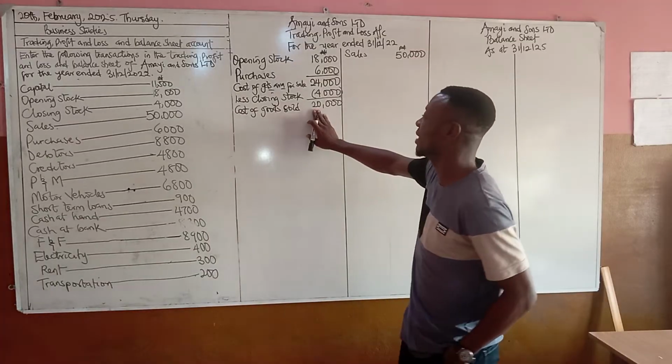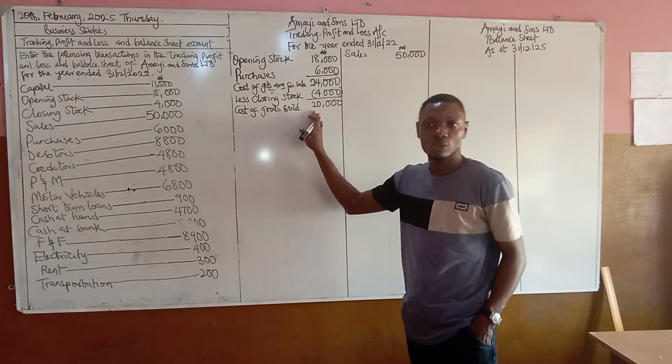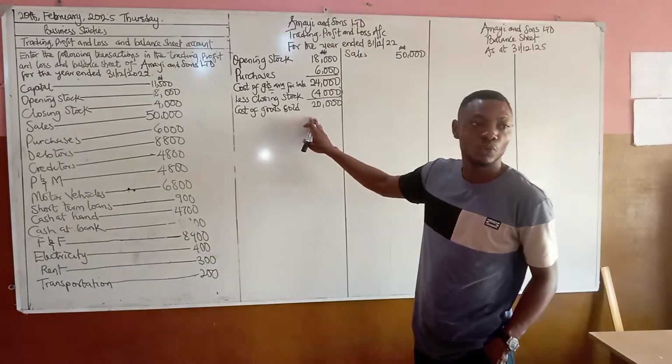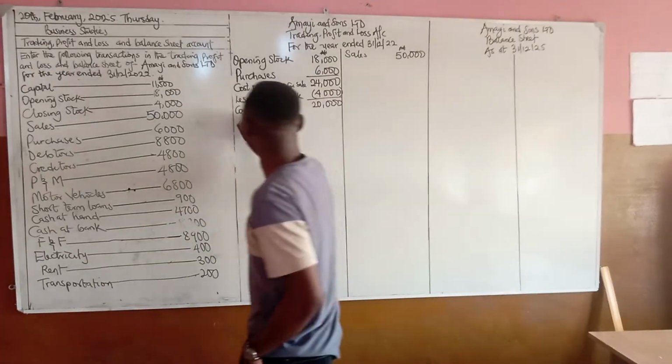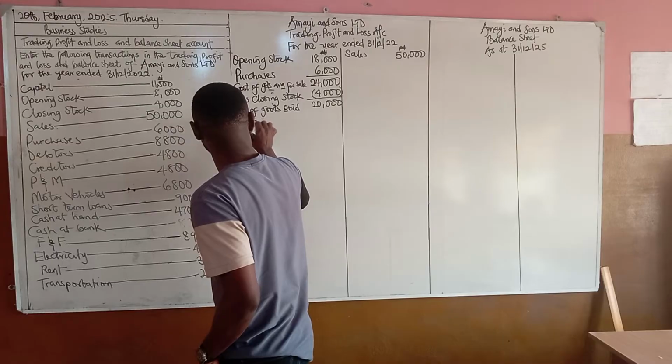Now, 50,000 is higher than the cost of goods sold. So that means we have what? Gross profit. So how do we ascertain our gross profit?